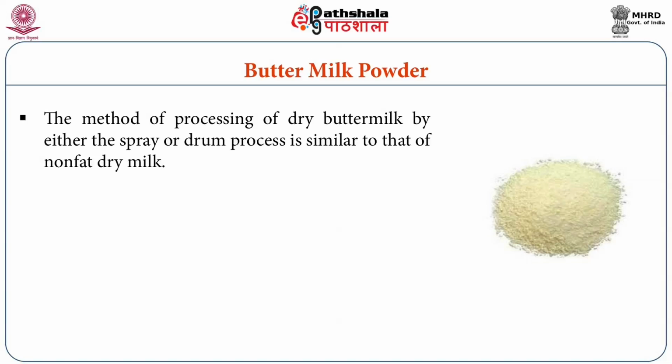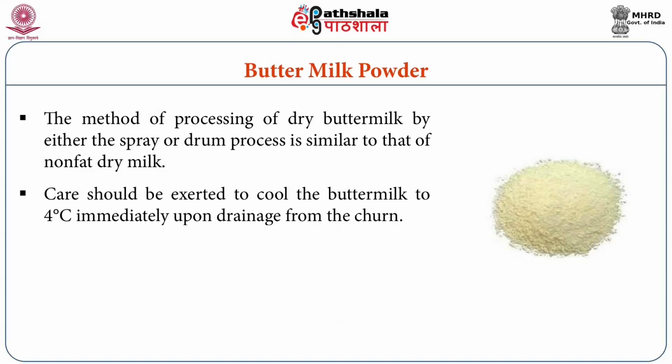The method of processing of dry buttermilk by either the spray or drum drying process is similar to that of manufacture of non-fat dry milk, which is also known as skim milk powder. Care should be exerted to cool the buttermilk to 4 degrees Celsius immediately upon drainage from the churn. Since churning is carried out at around 10 to 12 degrees Celsius, buttermilk will also have that temperature, and hence the buttermilk separated from butter grains has to be chilled to 4 degrees Celsius.